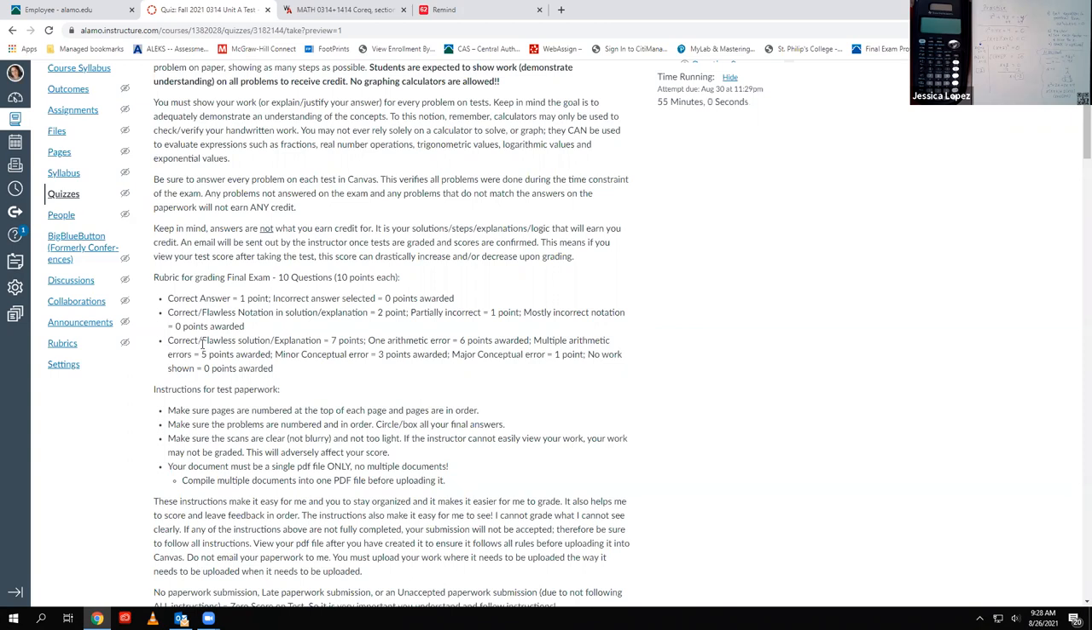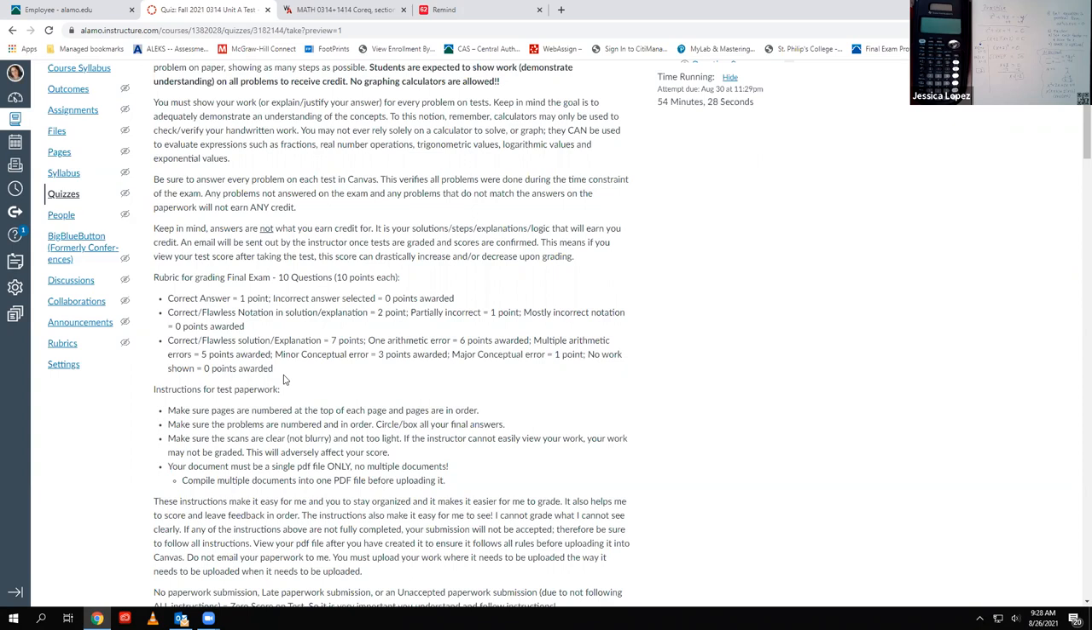If there's a minor conceptual error, I do take off 4 points, which is a little bit more than half of the explanation points. And if there's a major conceptual error, like it's obvious you have no idea what's going on, I will give you a point if you've shown something, right? If you're trying, you just don't understand what to do. But if there's no work at all for a problem, all you have is the problem and the answer, those are the kinds of problems where I put 0 points.